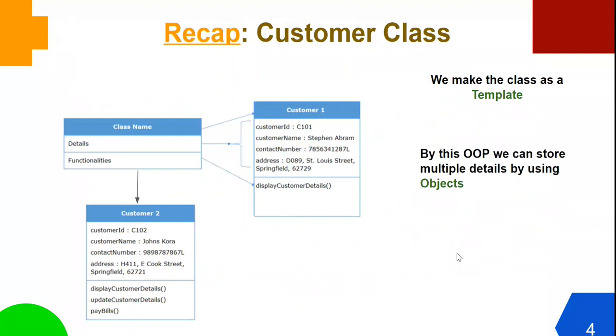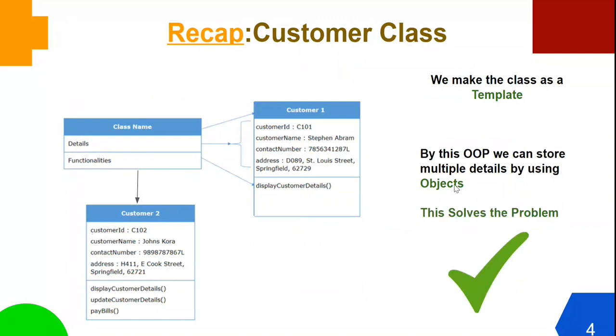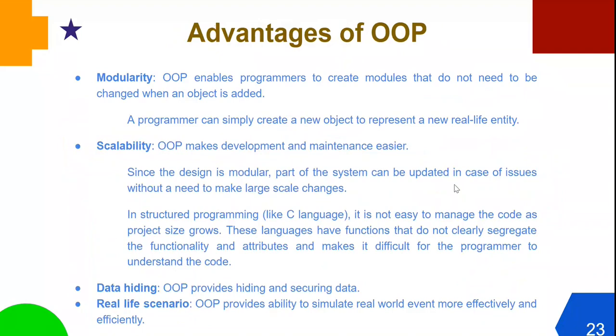So let's just recap. By using object-oriented programming, we created a class as a template, and at runtime we are storing two different values of the customer at the same time. How? We are using the concept of objects. The solution to the problem is that we can use object-oriented programming. Now, finally, the advantages of using object-oriented programming are modularity, scalability, data hiding, and real-life scenarios.